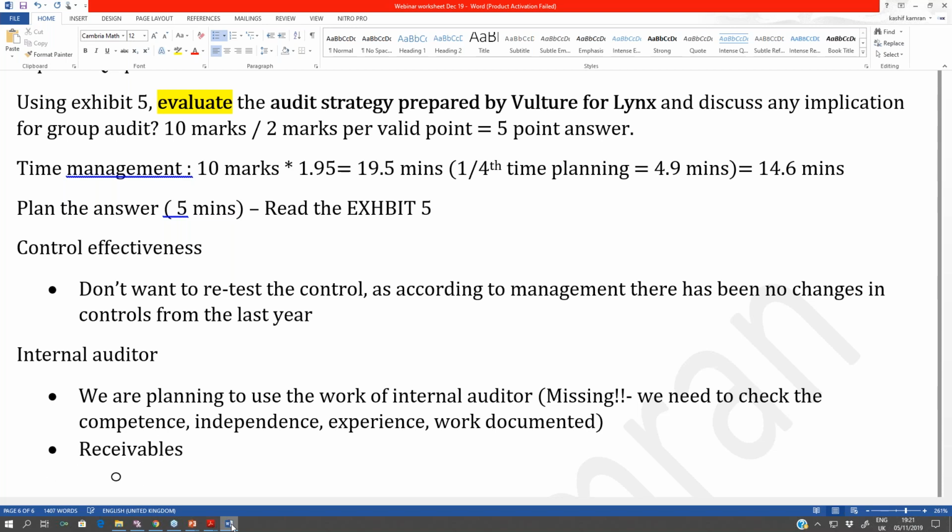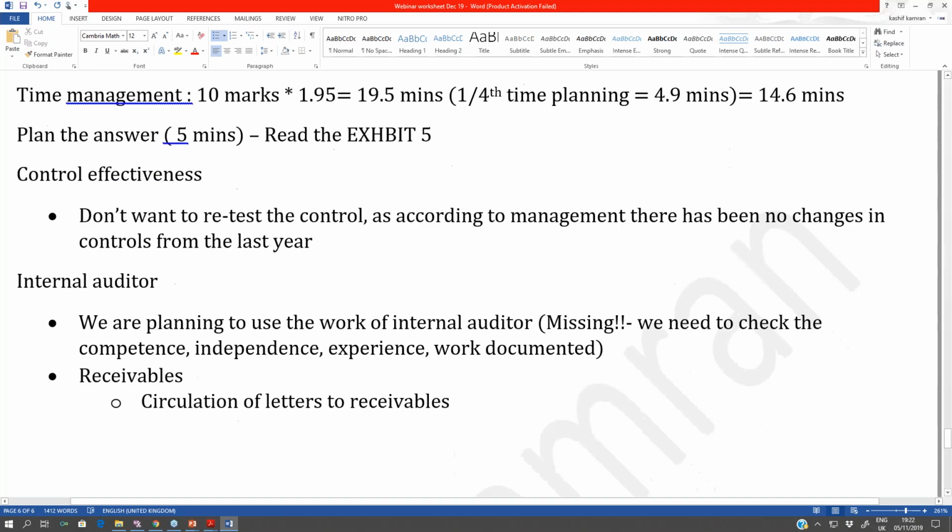Number one, I have given him the circulation of letters to receivables. This is such an important area. And then the allowance for bad debts. These are two very important areas which have been given to the internal auditor, that the internal auditor can do the circulation of the letters and the internal auditor can work on the allowance for bad debt. Then what's left in receivables? Imagine, these are two important areas of receivables, because the circulation of the receivable letters confirms the existence of the receivable and the allowance confirms the valuation of the receivables.